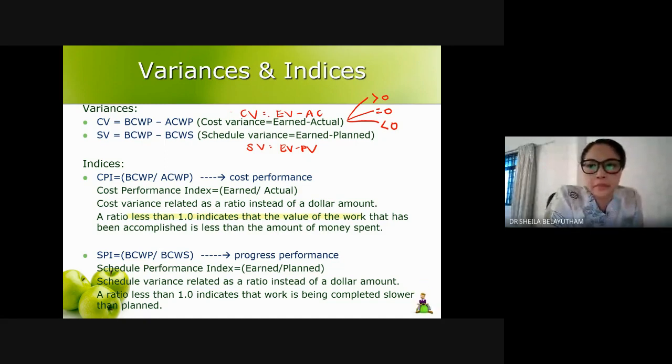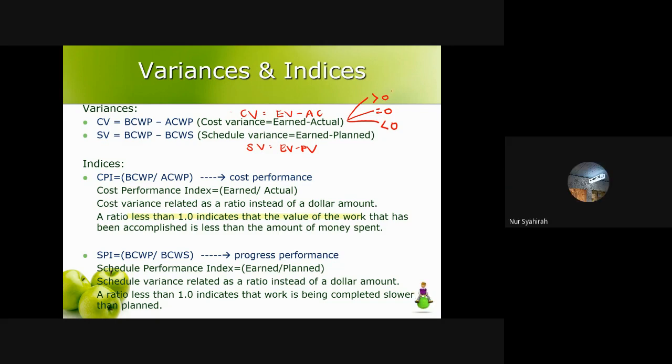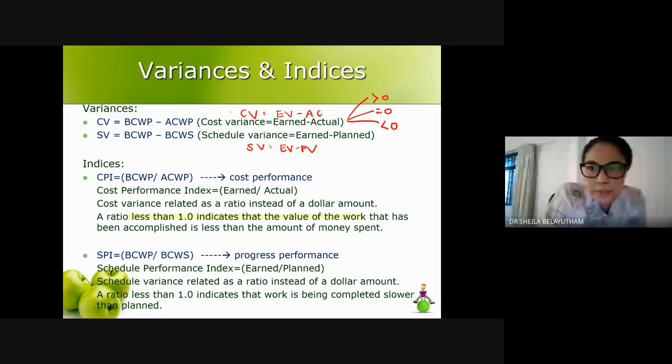Are we over budget, or under budget? If we attain a value more than 0, under budget. Under budget, betul ke? Let's assume this. For example, your cost variance kat sini.